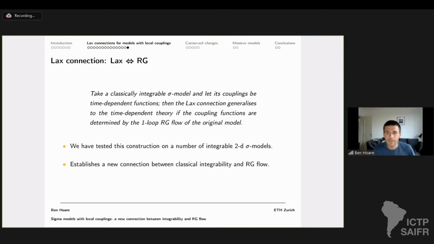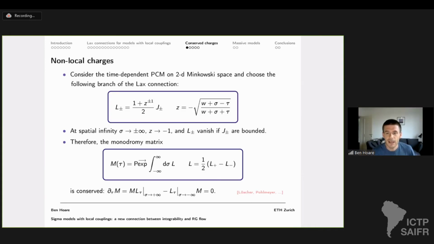Okay, thank you. Let me just very briefly say a couple of words about conserved charges. So going back to the simplest example that we have, the time-dependent PCM on 2D Minkowski space, I'm going to choose this particular branch of the Lax connection. And this is because if you take sigma to plus or minus infinity, then Z goes to -1, and the Lax connection vanishes, assuming that J plus or minus are bounded. And this means that the monodromy matrix is conserved. Yeah, so we're on 2D Minkowski space here.